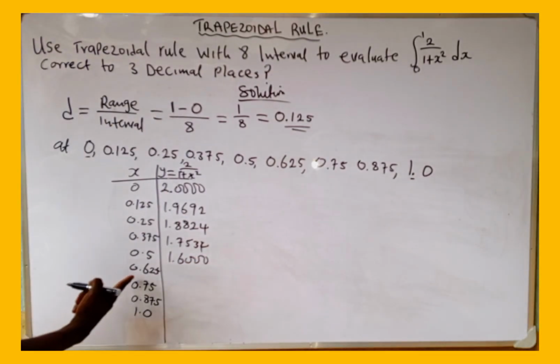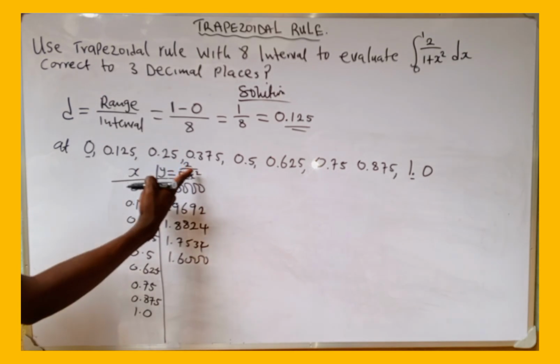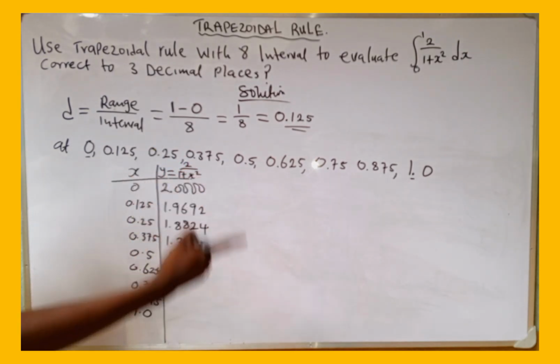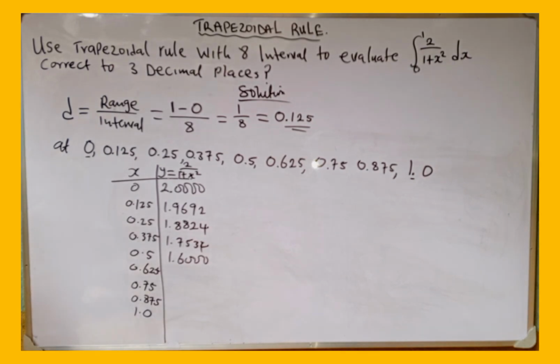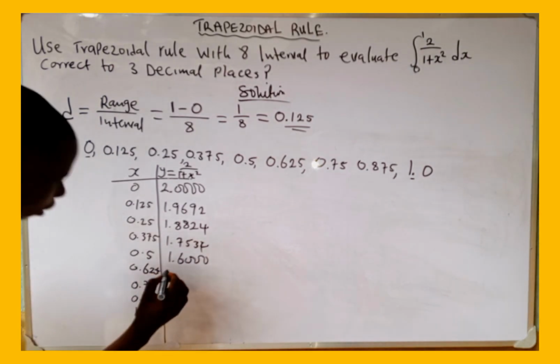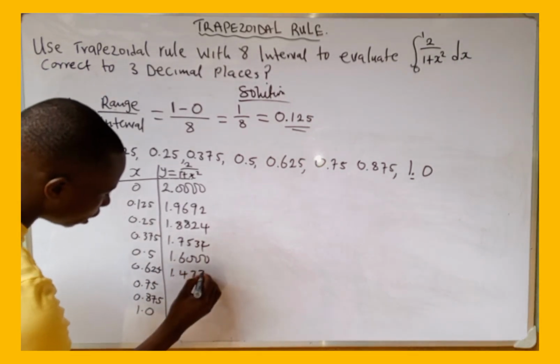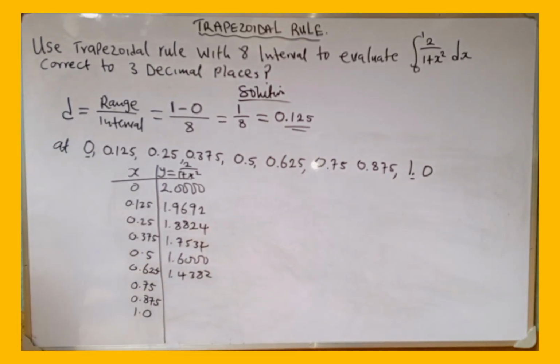So the next one, you plug in 0.625, you square it, then 1 plus answer, then you press equal to, then 2 divided by answer is going to give us what? 1.4382. So the next one is 0.75.